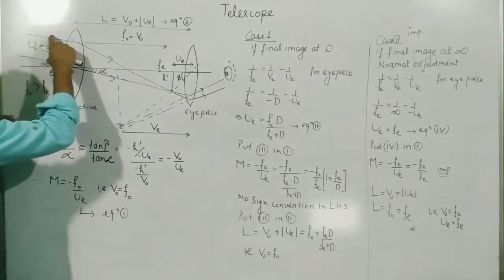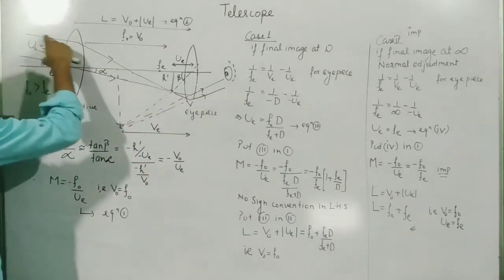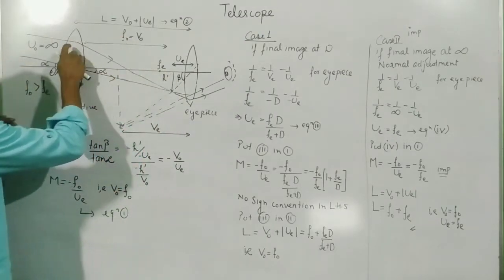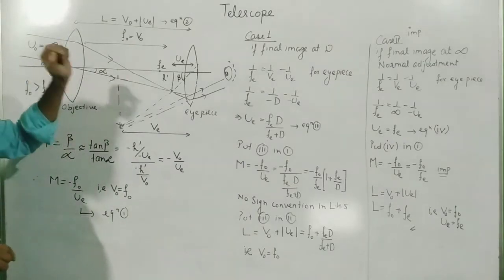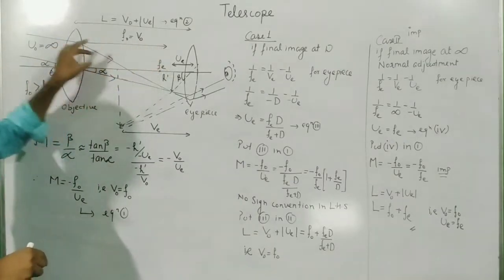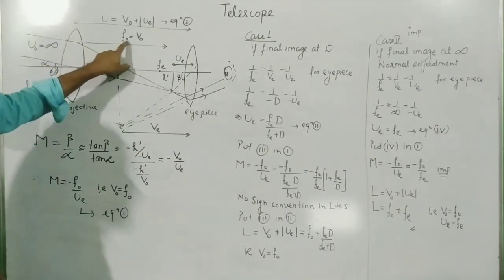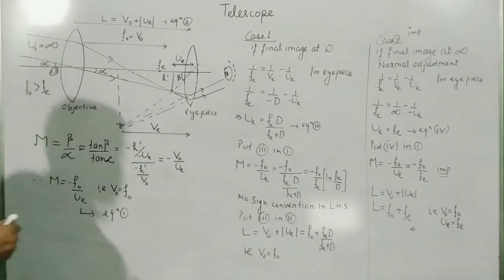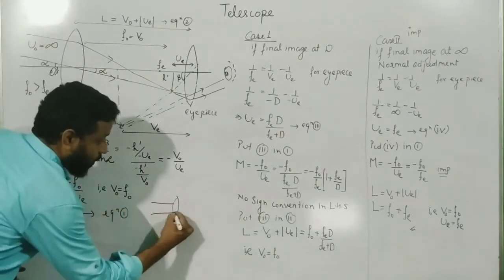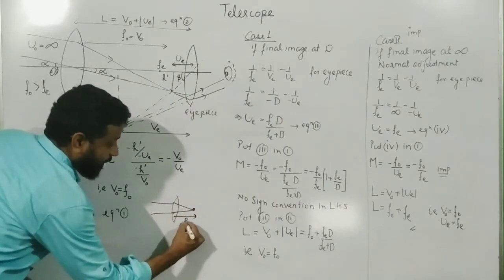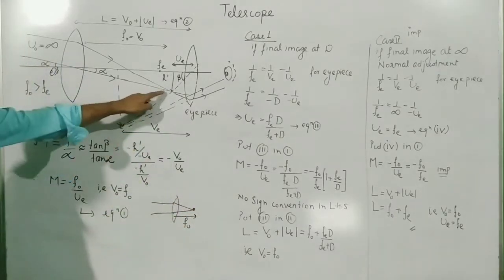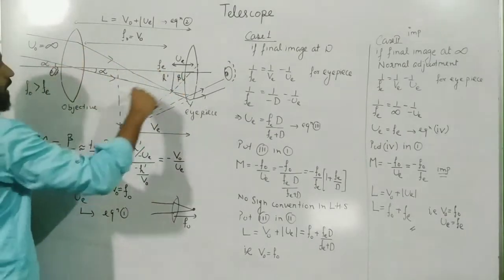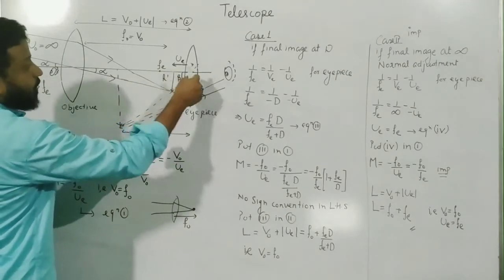Since these are parallel rays coming from infinity, whichever point they converge to has to be the focus of the objective. Always remember that the image distance of the objective is always the focal length, because the rays are coming from infinity. Parallel rays always converge to a particular point, and that point by definition is the focus. So this is the first image due to the objective, and this image will behave as an object for the eyepiece.